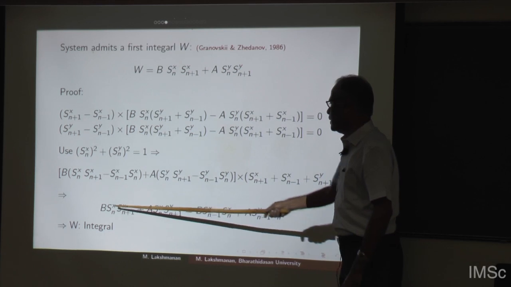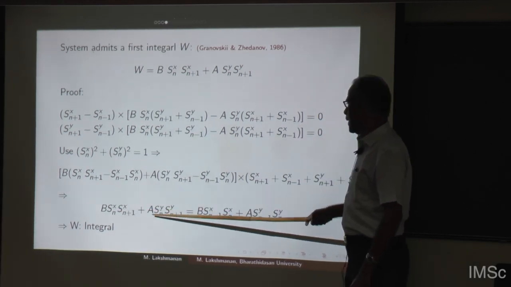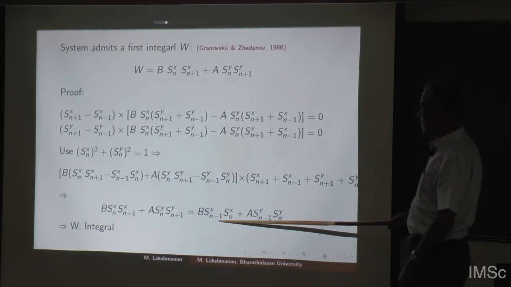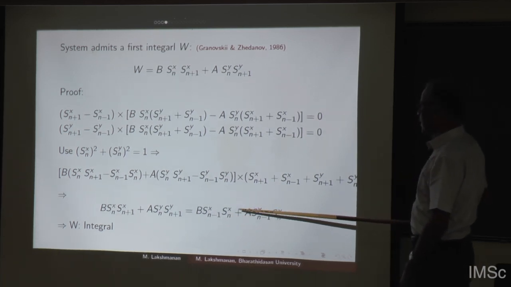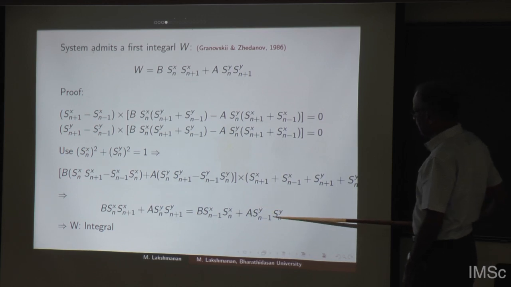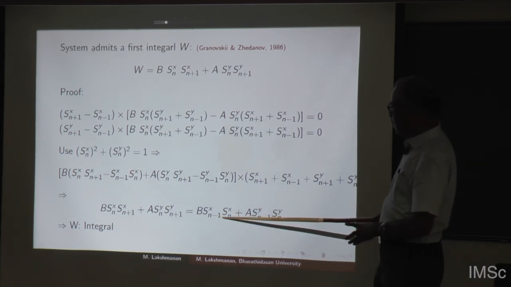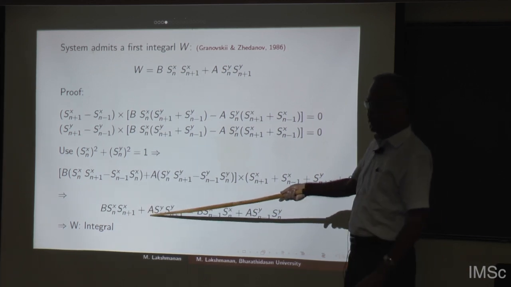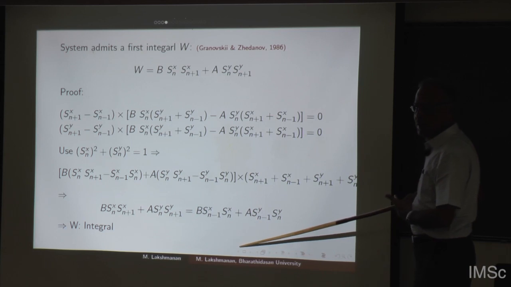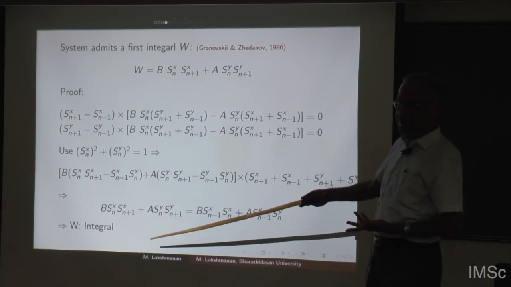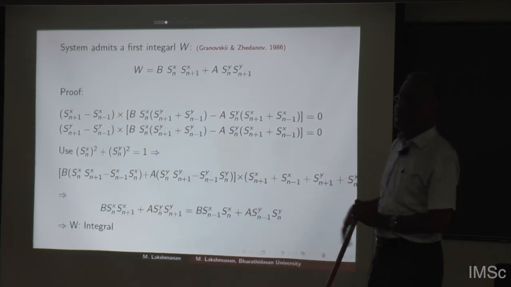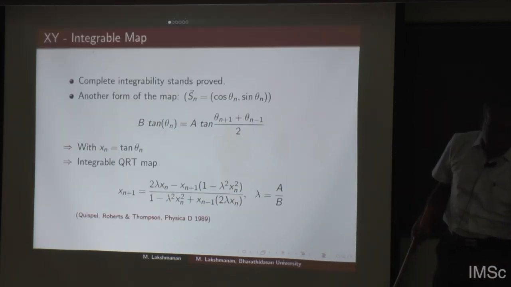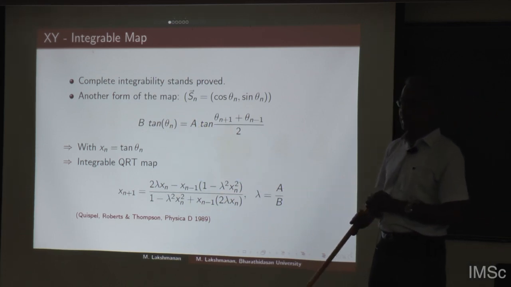Effectively, you can rewrite this as b S_n^x S_{n+1}^x plus a S_n^y S_{n+1}^y, which is equal to b S_{n-1}^x S_n^x plus a S_{n-1}^y S_n^y, which means if you replace n by n plus 1, you get this one. So this is invariant. So this is an integral of the system. So the map is integrable. Nonlinear integrable maps have evolved from this kind of study.